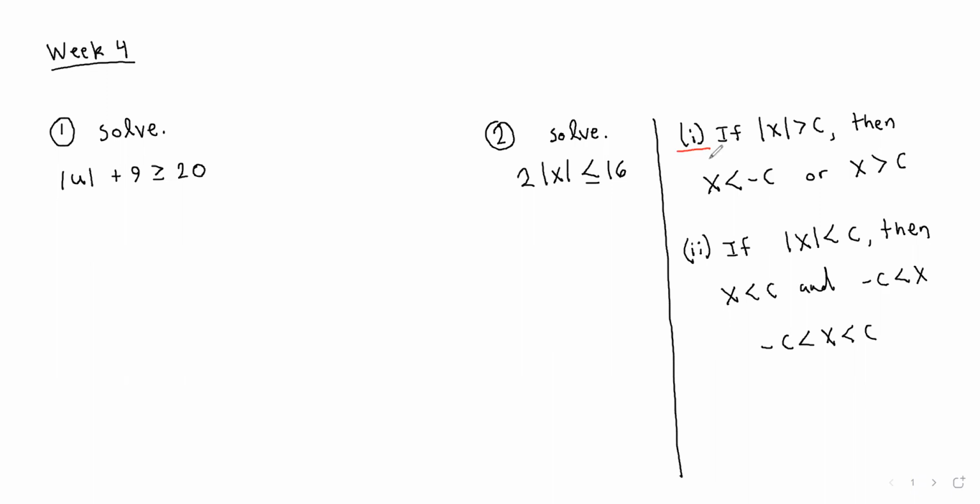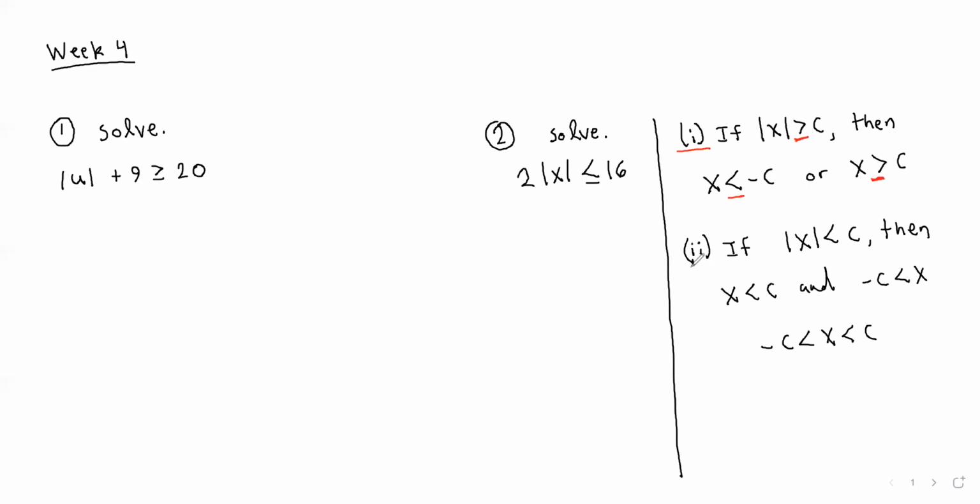Let's first look at concept I. We're going to use these rules when we solve these problems. We have I, or 1, if the absolute value of x is greater than c, then this means that x is less than minus c, or x is greater than c. And this works if c is any positive number. And so if we were also to replace this here with the equal sign, then you'd also have to place equal signs here and here.